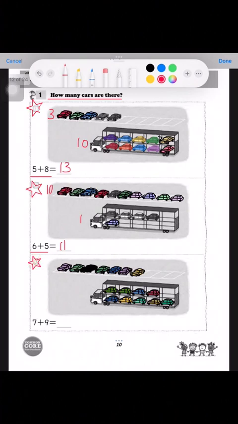And then we have 7 plus 9. There are 7 cars on the ground and 9 cars on the truck. To regroup, we may transfer 3 cars from the truck to the ground. So now we have 10 and 6, which is 16.